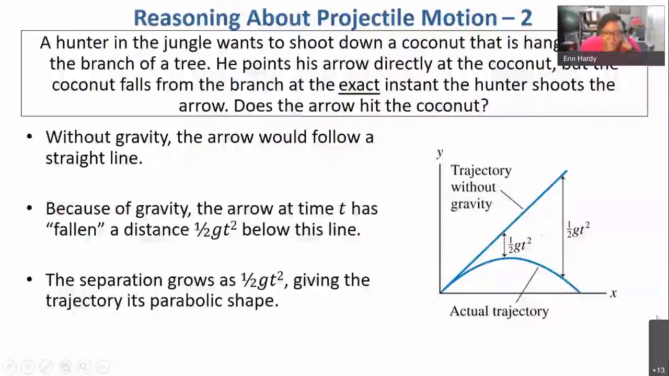And while I was speaking, I'm not sure whether we can run the video back if you care enough about that. But this actual trajectory here is assuming that the hunter and the coconut are not separated by different vertical positions, but at the same vertical position. I could change this graph to make it line up with what I think I said the first time, but I just want to make clear that the initial vertical position and the final position of the arrow are going to be the same for this graph.